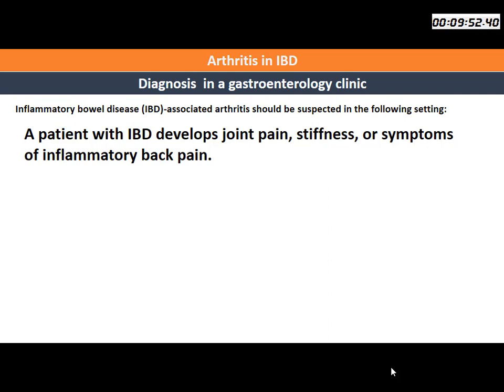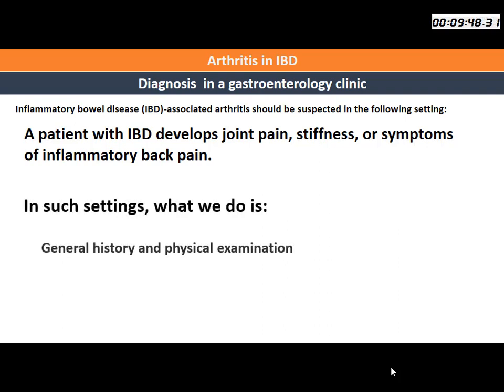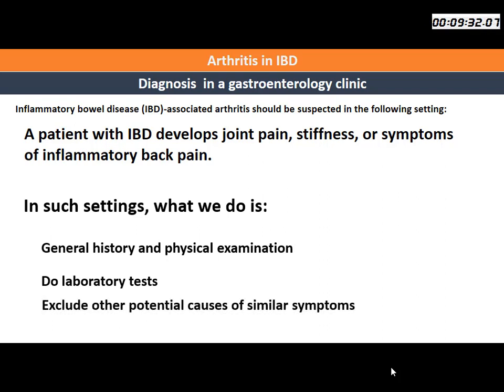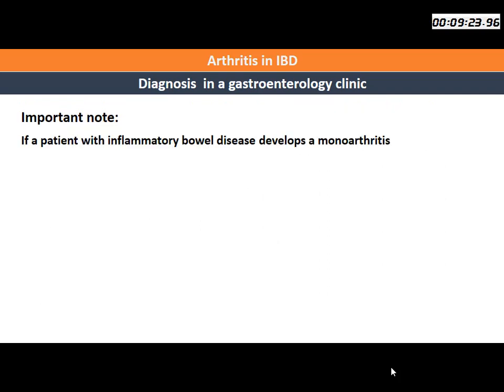you probably need to communicate with the rheumatologist. He will take a general history and do a physical examination. If there are peripheral joints affected, he will look for the tenderness, the swelling. We do some lab tests that reflect the acute phase response, and we will exclude potential causes of similar symptoms like Behçet's disease, celiac disease, reactive arthritis.